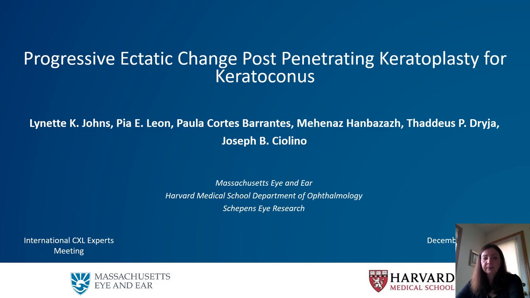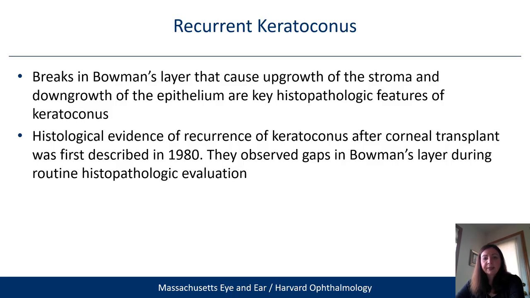Progressive ectatic change post-penetrating keratoplasty for keratoconus. Breaks in Bowman's layer are a key histopathological feature of keratoconus. In 1980, the first report of recurrent keratoconus had described these breaks in Bowman's layer after a routine histopathological evaluation. Since then, other case reports have looked at this finding.